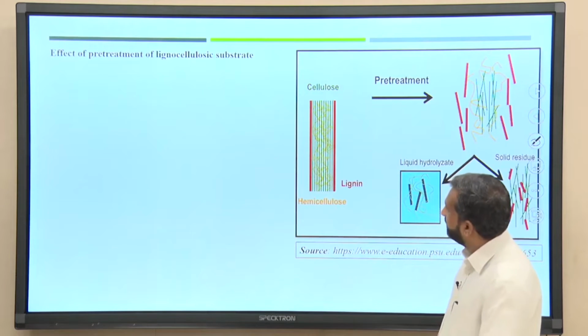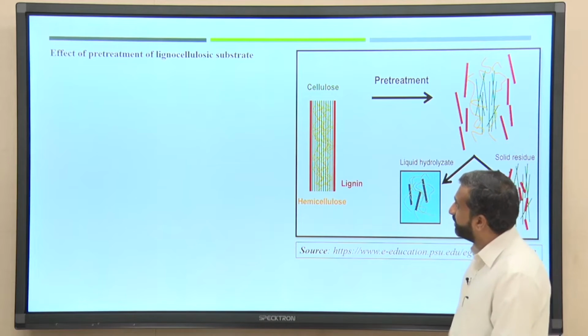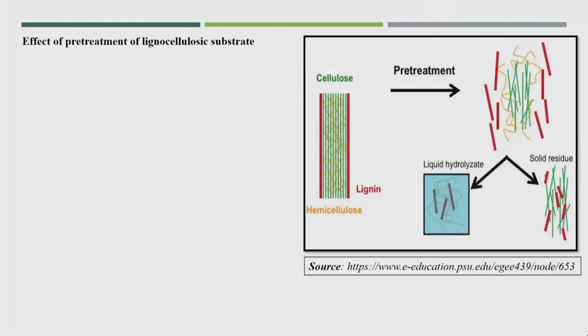Now, what is the effect of pretreatment on lignocellulose substrate? You see here, this is the entire structure of organic matter. You see the cellulose, hemicellulose and lignin. Lignin will be in the outside area, and these lines you are seeing are the hemicellulose, and this is cellulose. Now when any bacteria targets to degrade this, lignin is not easily degradable. So, it is very difficult to reach the cellulose also.